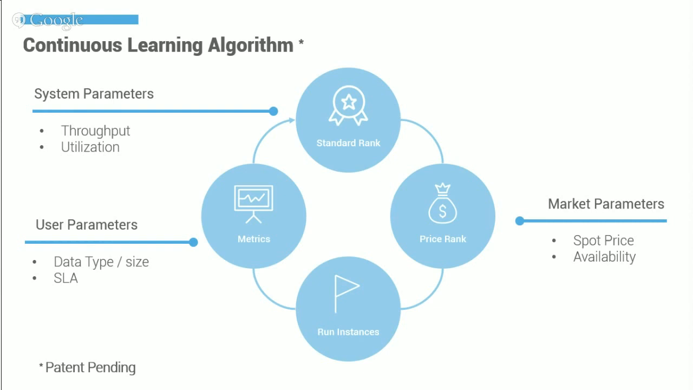The other thing that we do with Batchly is the continuous learning algorithm. It uses different parameters, the user parameters, market parameters, system parameters, and in real time, it builds an instance rank. So what are the different instances that can actually run your particular job in the most optimal fashion? It builds that, and the more you run using Batchly, the better it gets for both cost and time. So we call it the Nest for batch processing. That's something that is built into the Batchly system.